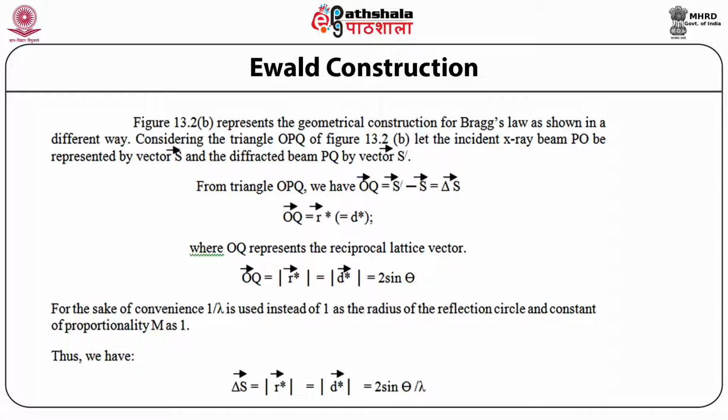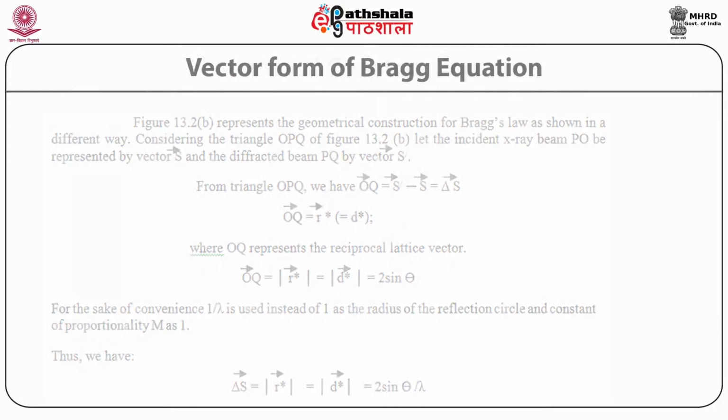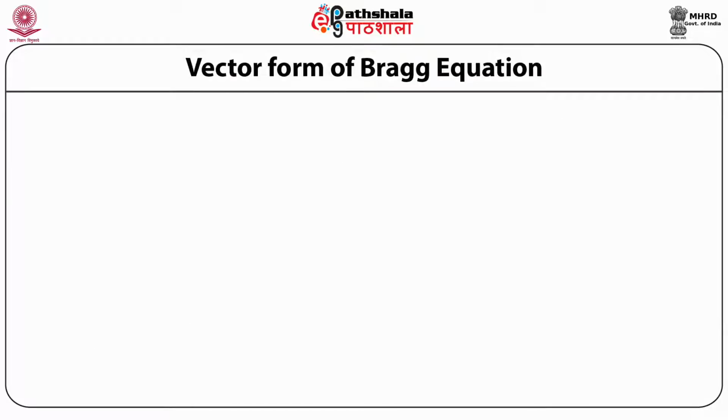Thus we have modulus of delta S vector equal to modulus R star vector equal to modulus D star vector is equal to twice sine theta by lambda. This is the vector form of Bragg equation.